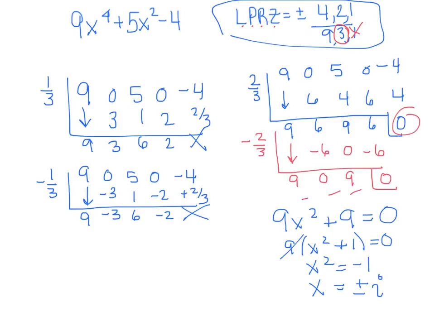So I found all my solutions. Let's put all the solutions together. X is equal to 2/3, negative 2/3, i, and negative i. Those are all my solutions.